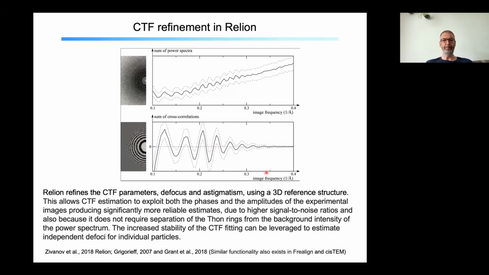And it can be used to estimate the per particle defocus. So anyway, in my experience, this has probably the biggest effect when you do processing within Relion.